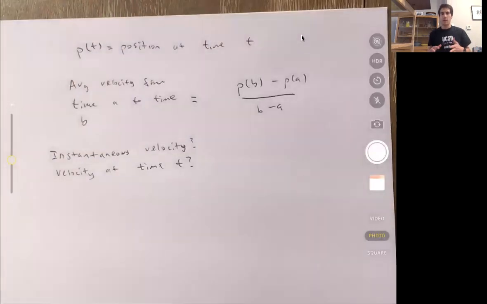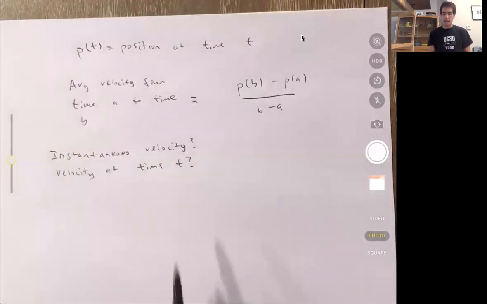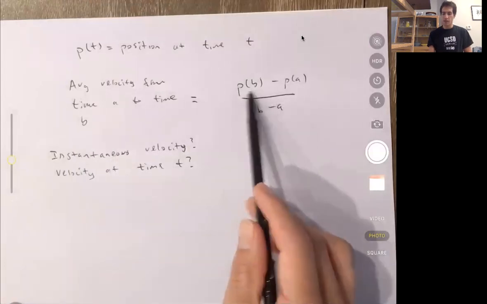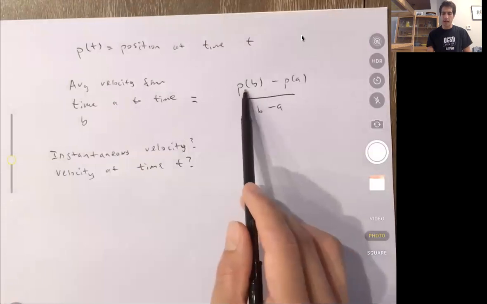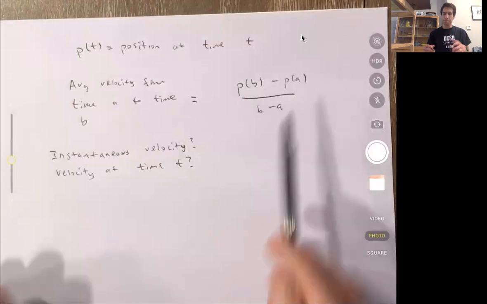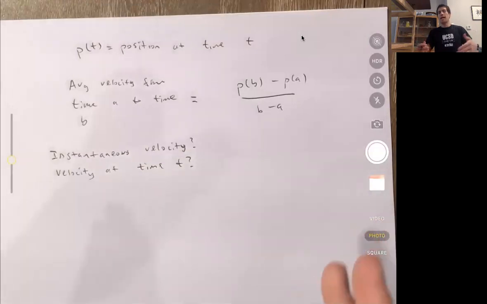Okay, so in the last video, we talked about average velocity over a time interval. If p is the position at time t, the average velocity from time A to time B is given by the change in position divided by the change in time. So the position at B minus the position at time A, divided by the length of the interval, which is B minus A. And so this is a formula. If I give you any interval of time, I can compute the average velocity at that time.